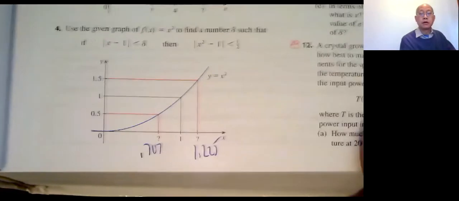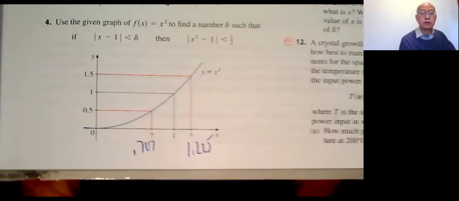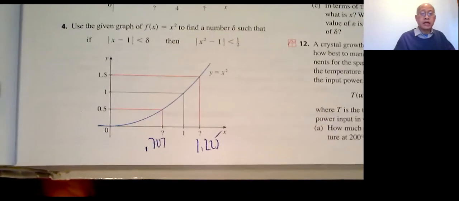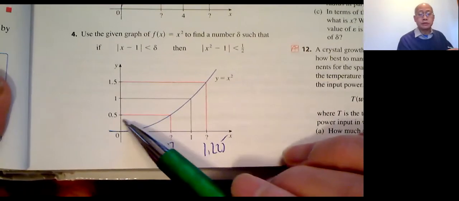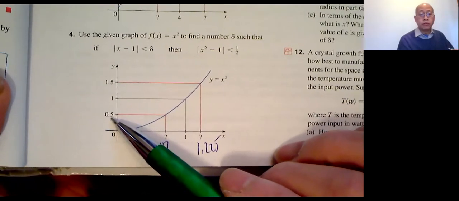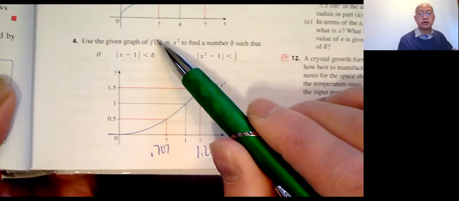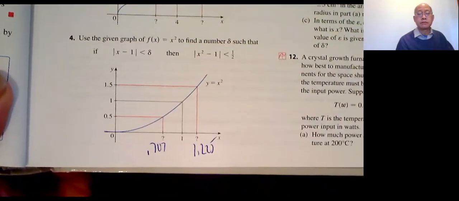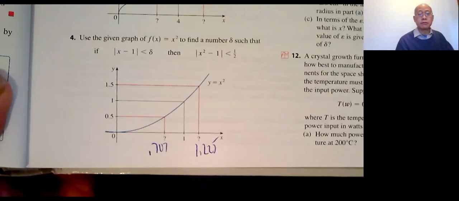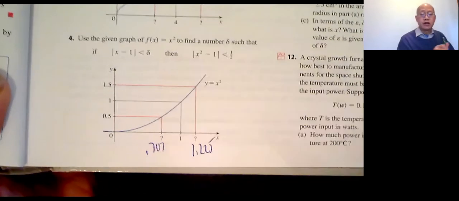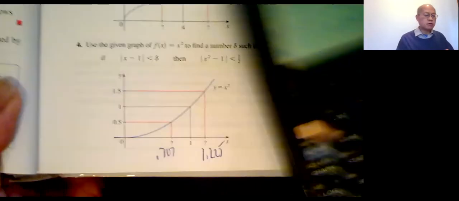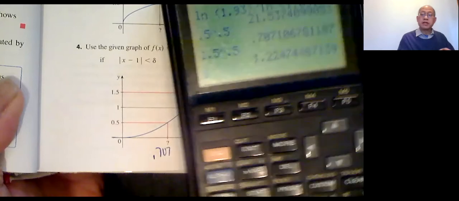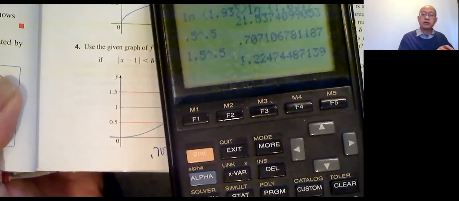What did you plug that into? All right, they give us the y values, right? Y is 0.5, so the left-hand side is 0.5. 0.5 equals x squared. So that means I have to take the square root. And 1.5 is x squared, so I take the square root. So the square roots were 0.707 and 1.225 roughly.